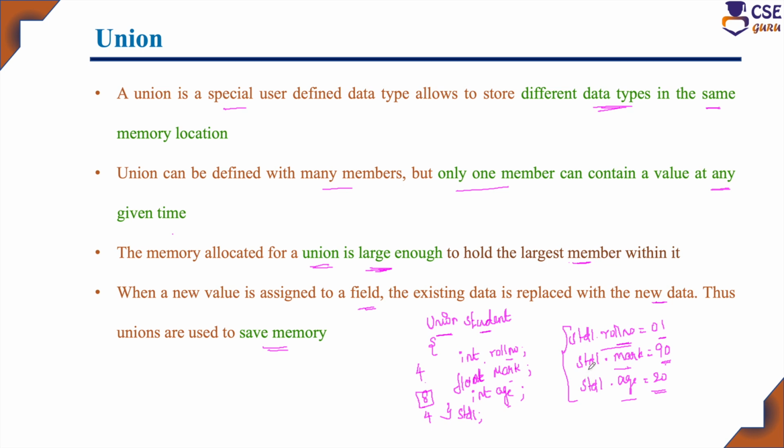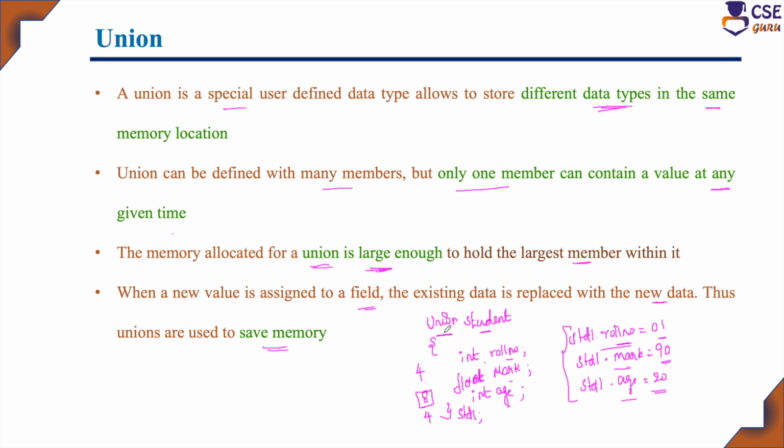The similarities between union and structure: both union and structure store different data type items under a single name. Under one single name we can store different data type items. That is common for union and structure. But what is the difference? A union stores all the different data items in the same memory location, but a structure stores them in different memory locations.